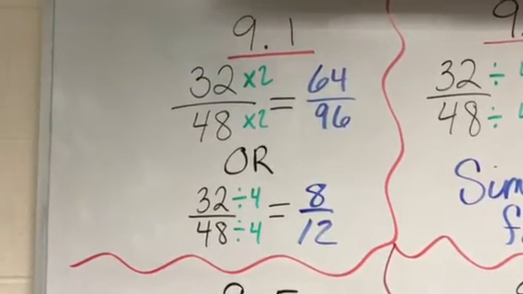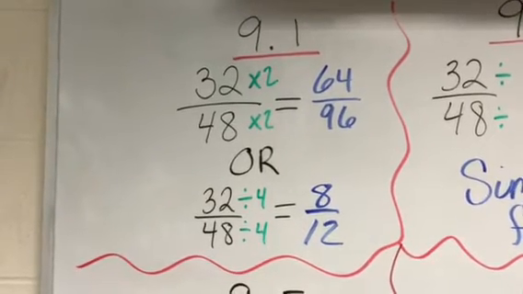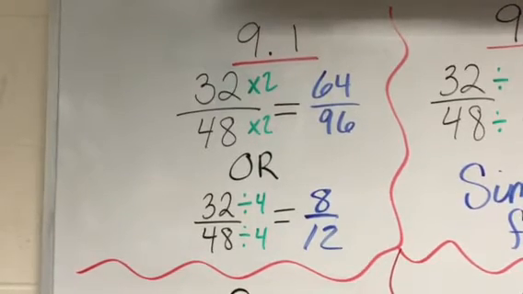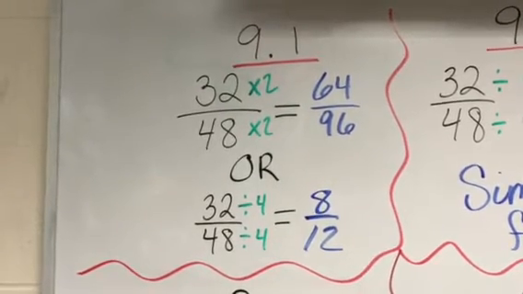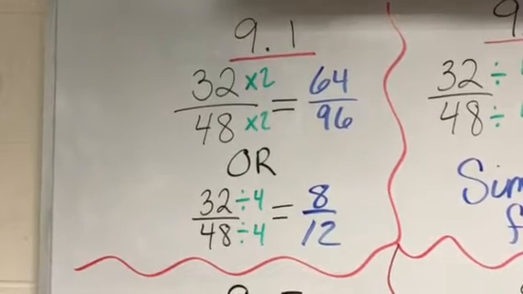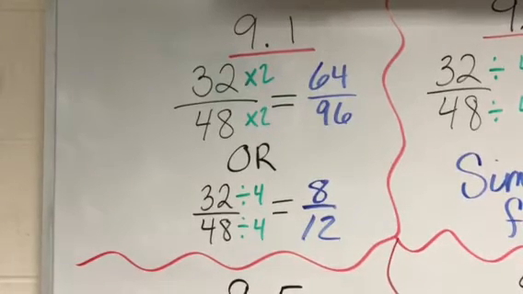9.1 brought us to equivalent fractions. We had 32/48, and we wanted to know what other fractions would be equivalent or equal to that. So we thought about it and we realized we could multiply the numerator and denominator by the same number and get something that would equal the same thing. So we multiplied each by 2 and got 64/96.